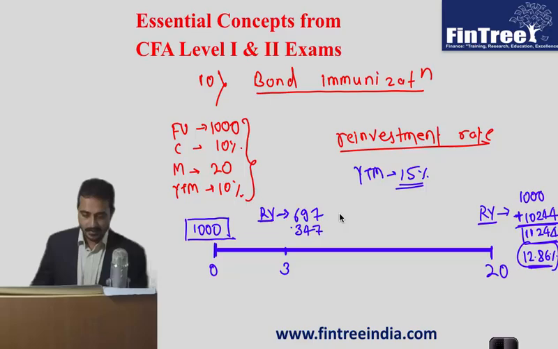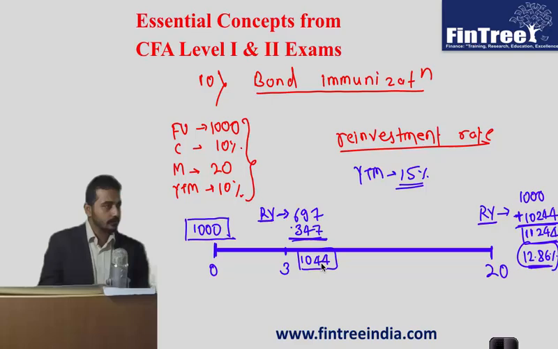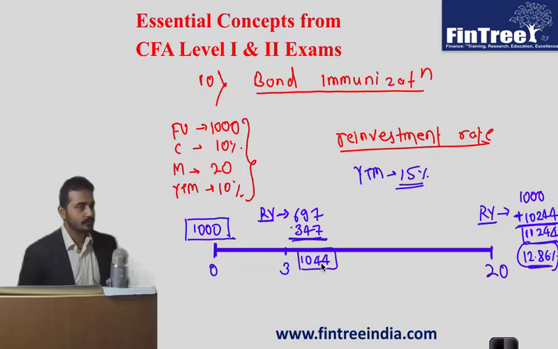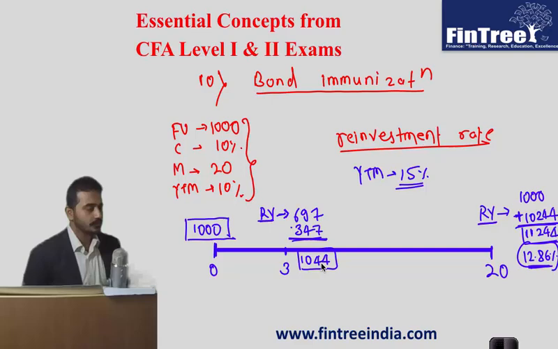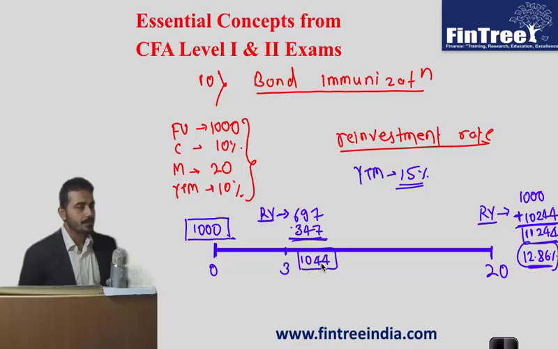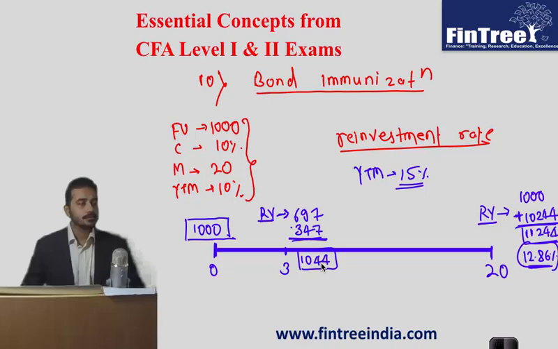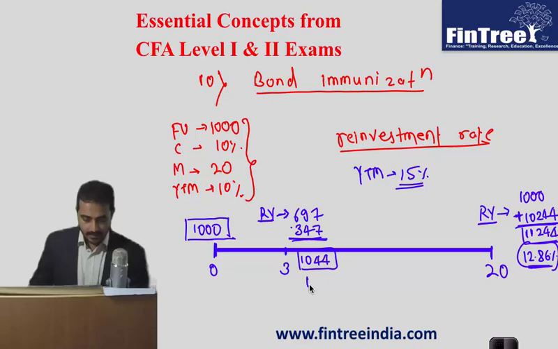Can you give me a total of these? 1044. So now we can calculate the realized yield. We invested 1000, in 3 years it became 1044. So second, clear TVM, 1000 negative present value, 1044 future value, 3N, compute IY. 1.44. Is it substantially lesser than the original YTM of 10%?